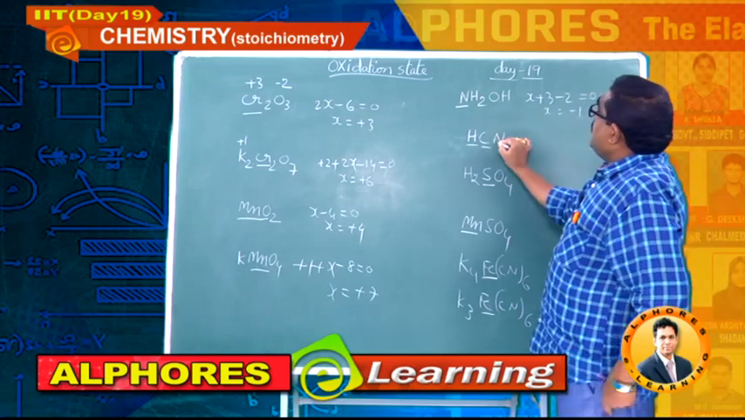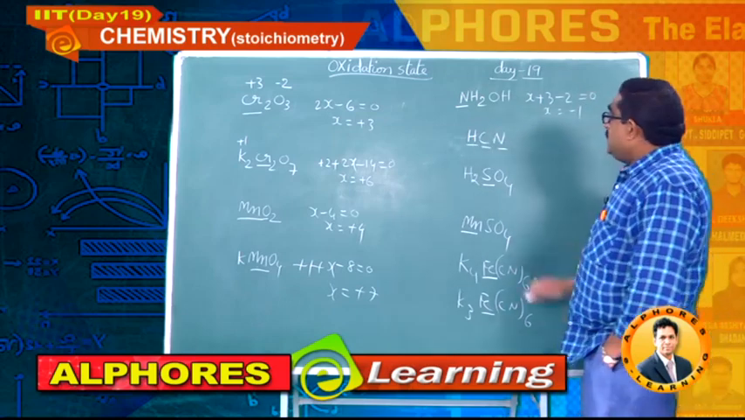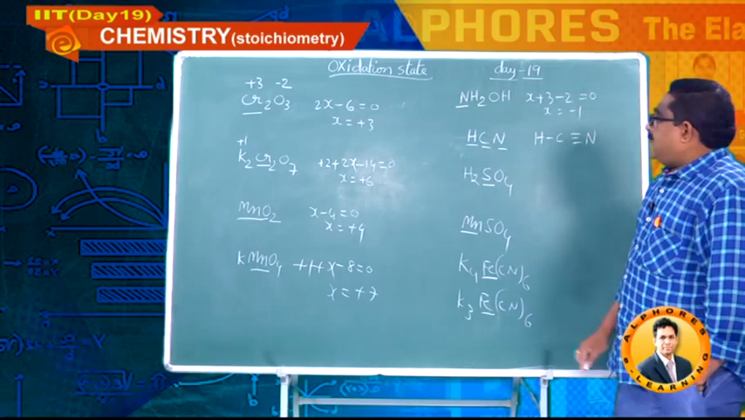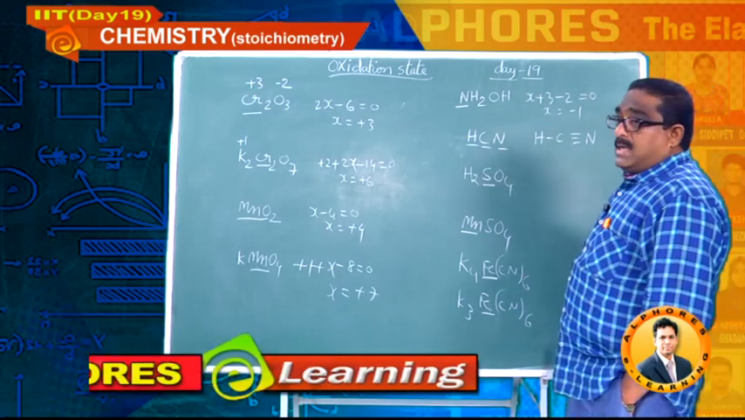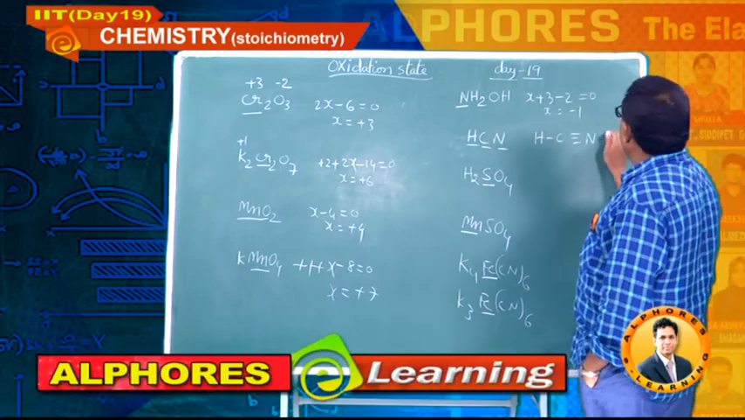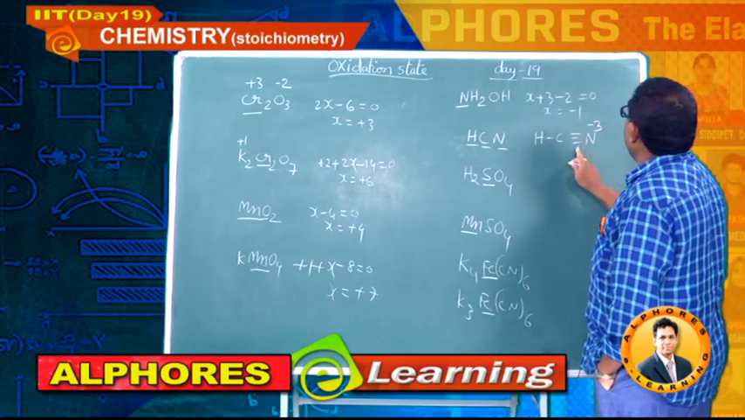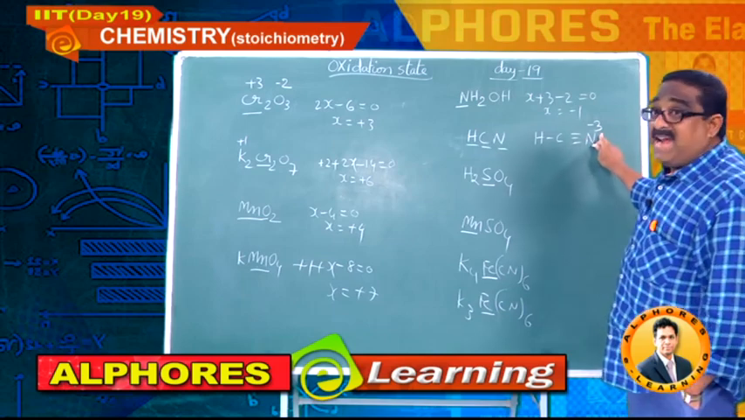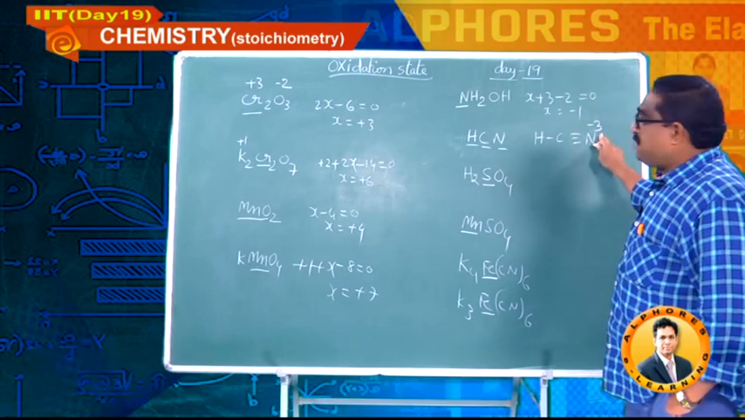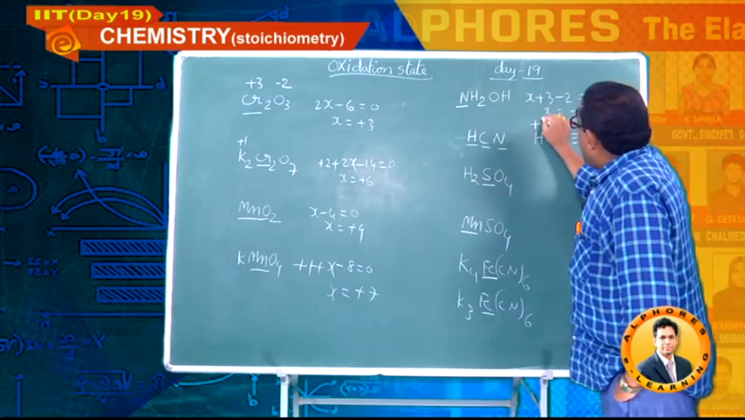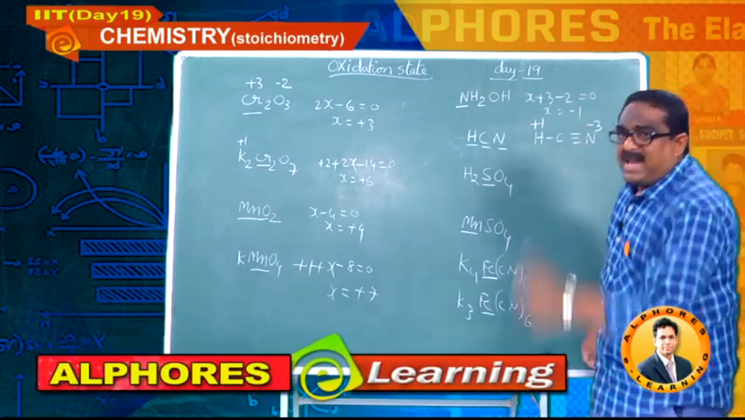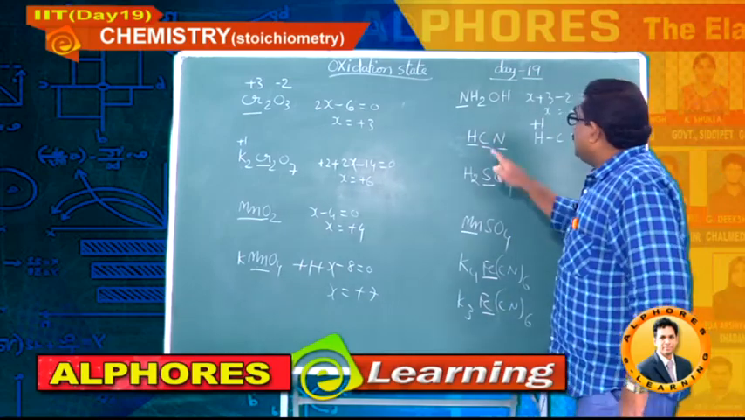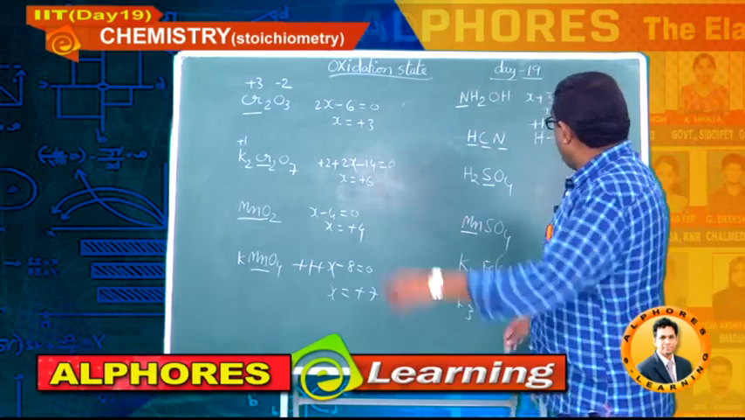Here to assign oxidation states, I am writing the bonding. This is the bonding. Among carbon and nitrogen, nitrogen has more electronegativity, so you have to assign the 3 bonds formed by nitrogen, and nitrogen is more electronegative, so you have to write minus 3. For hydrogen, undoubtedly you have to assign plus 1 only, because these two are non-metals, there is no metal in that, so it is not a metal hydride.